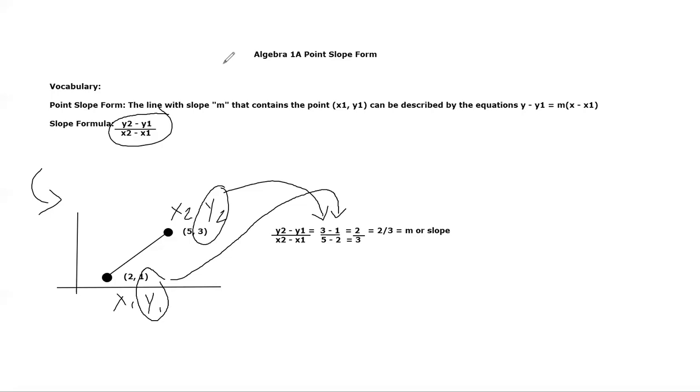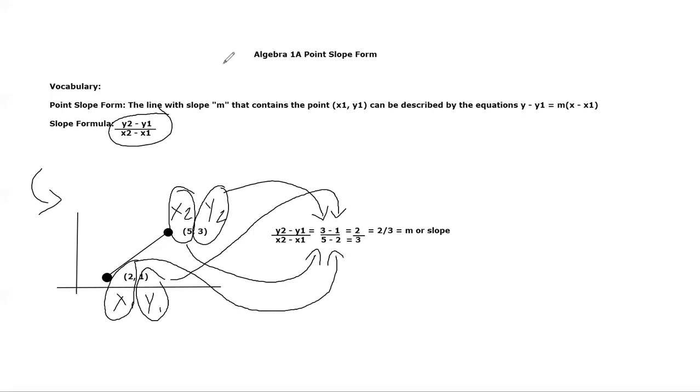If the 1 had been a negative 1, I would have ended up with 2 negatives. I would have ended up with 3 minus negative 1, and I would have had to turn that into a positive. All right, but we'll go into that a little bit more later. For now, we don't have to worry about it. Right now, my x2 happens to be 5. That's where this came from. And my x1 happens to be 2, which is where this came from.